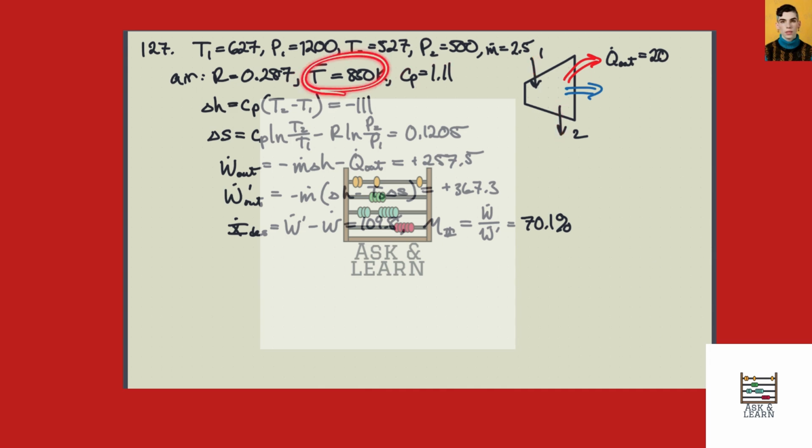So the average temperature is about, because it exits, okay, yeah, I guess it exits at 527 degrees Celsius and 500 kilopascals, a half a megapascal. And so we'll take an average temperature of 850 Kelvin and get the heat capacity for air at that value, which is 1.11 kilojoules per kilogram Kelvin.